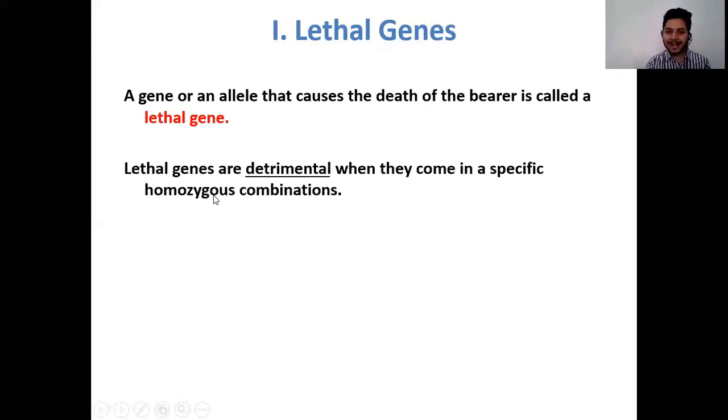So lethal genes are said to be fatal and detrimental, but only when they come in specific combinations. These specific combinations are the homozygous combinations. So when my lethal allele is present in a homozygous combination, only then is it going to cause the death of the bearer.